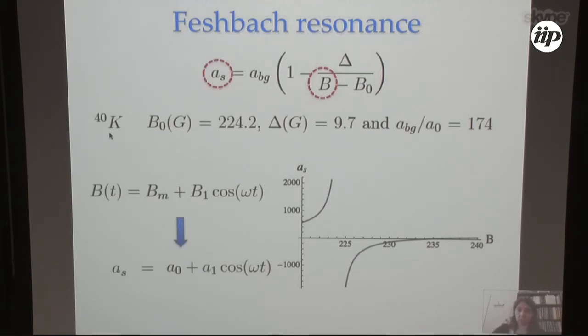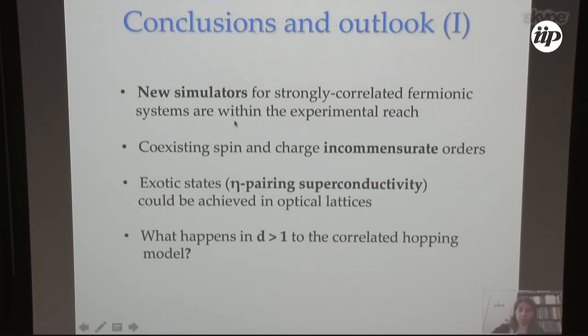Okay, so I come to the conclusions. It's possible to generate new simulators for strongly correlated fermionic systems. In this case, we had coexisting spin and charge incommensurate orders. Exotic states like eta pairing superconductivity could be achieved in optical lattices. And it is still unclear what would happen in higher dimensions to this correlated hopping model.